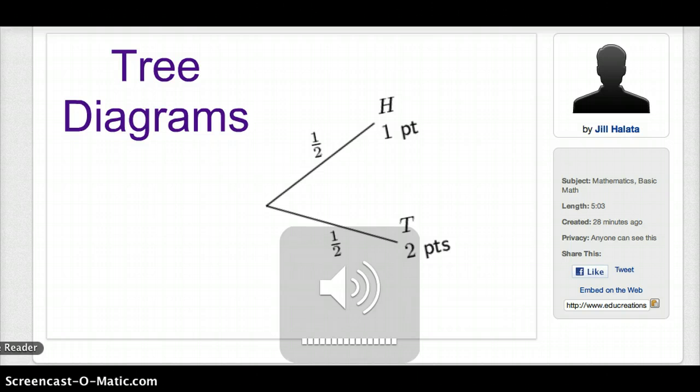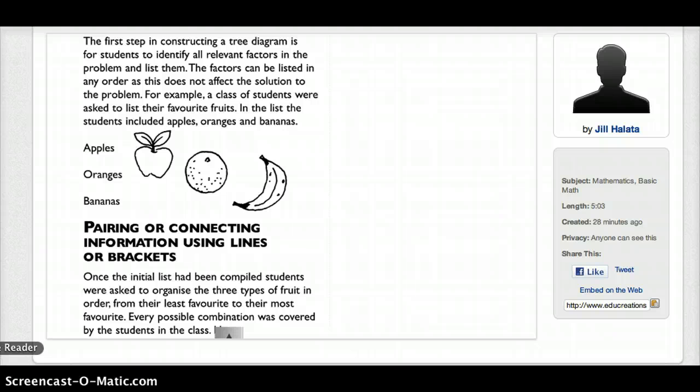Tree diagrams are used when you're looking at finding arrangements, combinations, and probabilities. So let's look at this one first. It says the first step to constructing a tree diagram is for students to identify all the relevant factors in the problem and list them. Factors can be listed in any order, as this does not affect the solution of the problem.